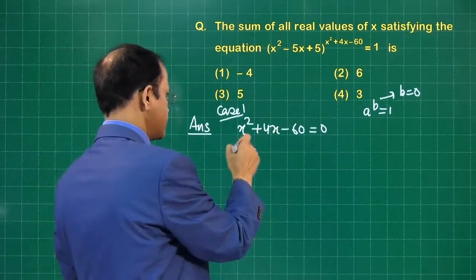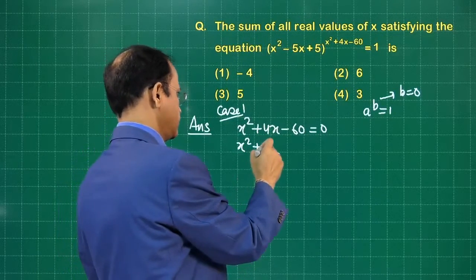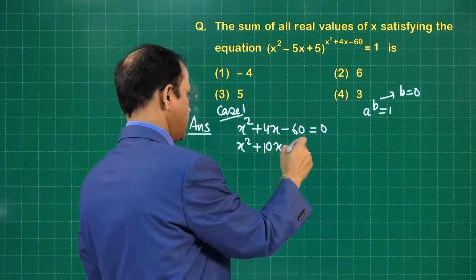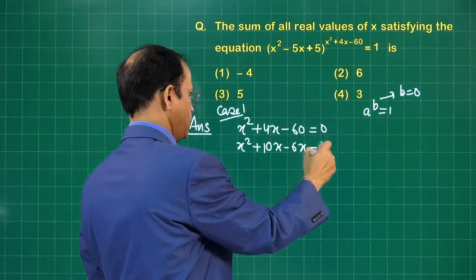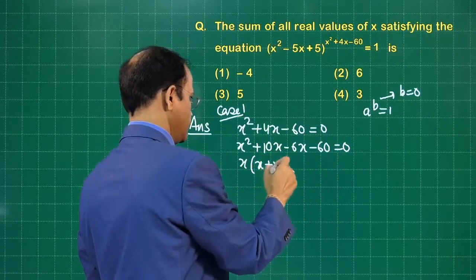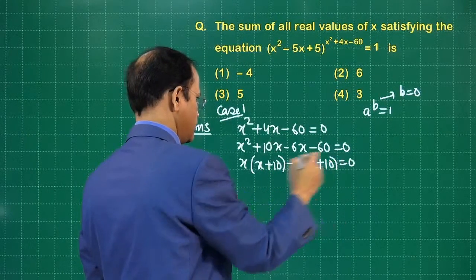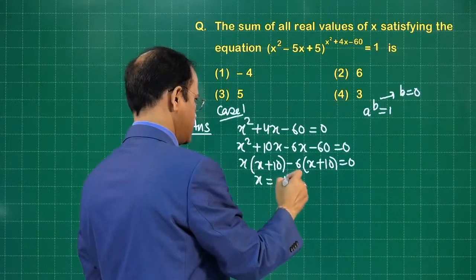So we can just factorize this. How much we can take? Yes, 10x minus 6x minus 60 is equal to 0, right? So (x plus 10)(x minus 6) is equal to 0. So x is equal to minus 10 and 6.